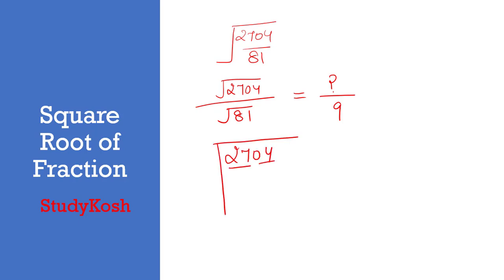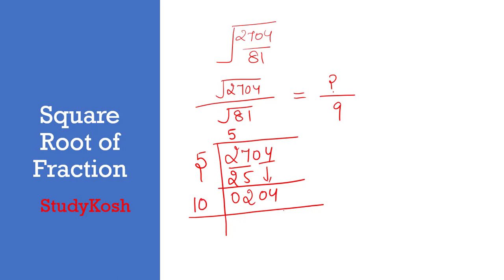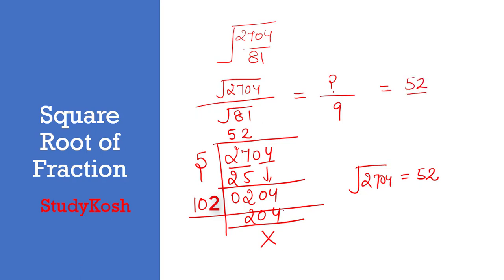Here we'll make the pairs, then the nearest number is 5, 5 5s are 25, we'll get 3 here, 0 here. The next step would be to bring this down. Here we'll get 2, 0. Then we will take the next period down. The next step would be to add these two numbers. So we'll get 10. What should we add here? We should use 2. If we use 2, then we'll get 204. So the square root of 2704 is 52. So the answer would be 52 by 9.